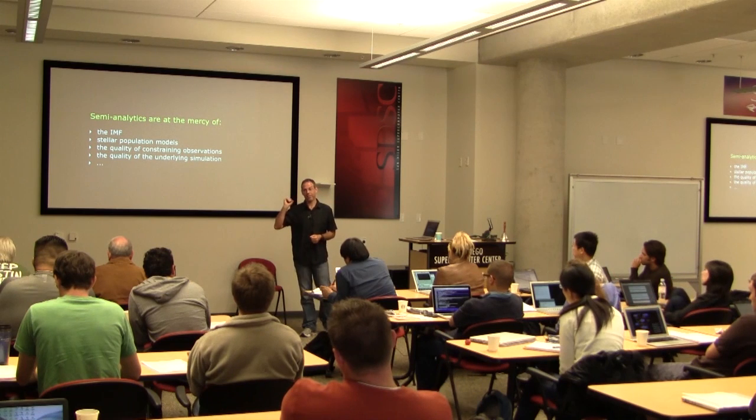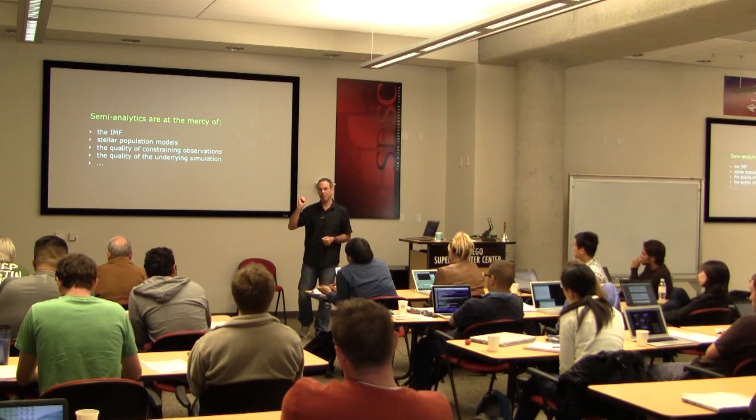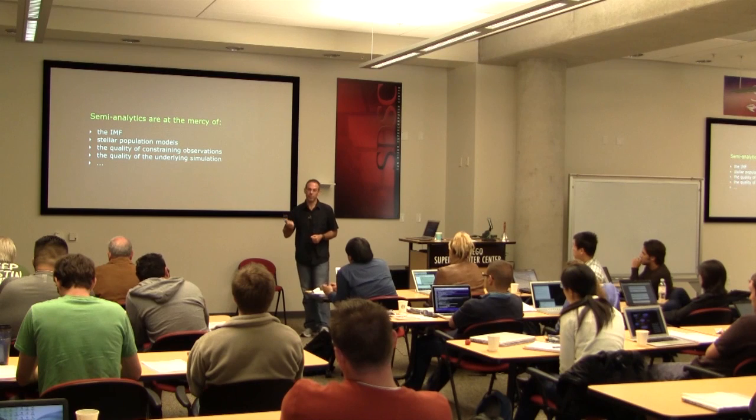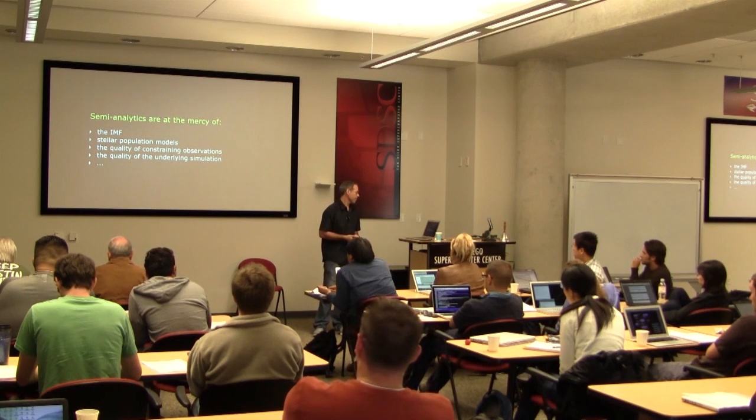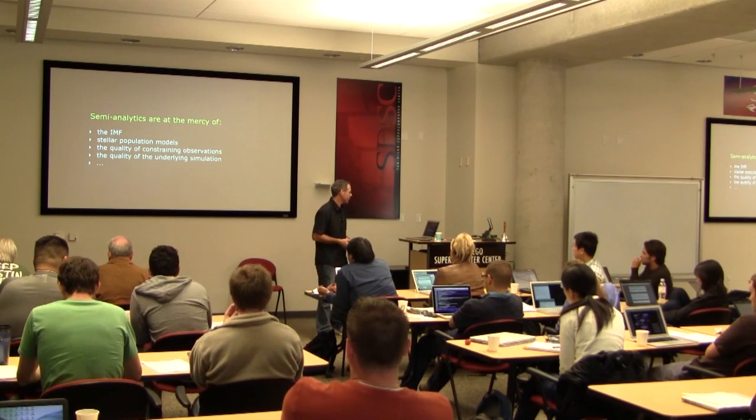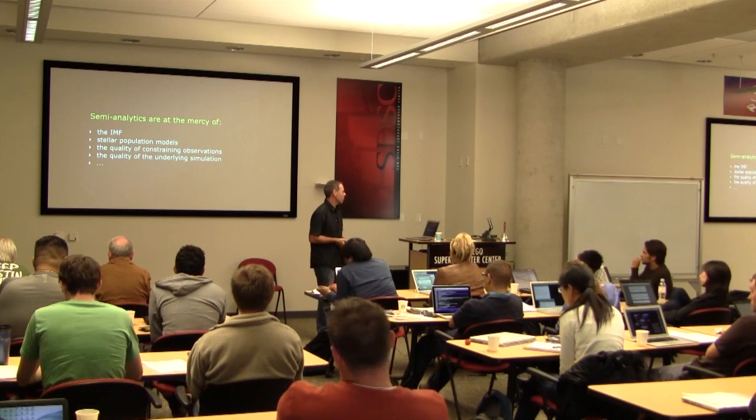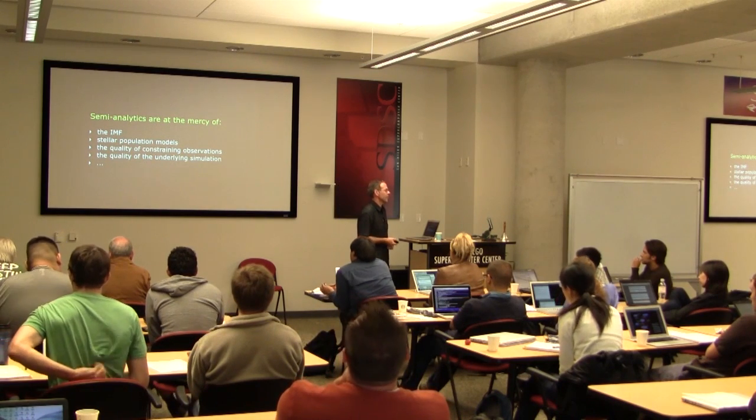It may just be that our stellar population model's incorrect. So our underlying star formation rates and all that might be fine. And that's why we need to test the models in many different ways. A really important one is the quality of the constraining observations.